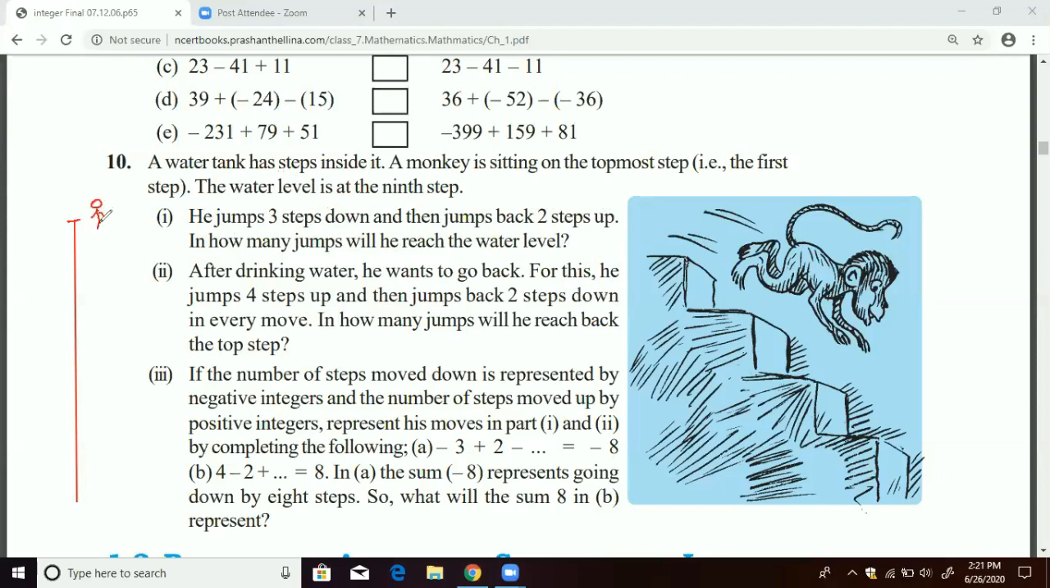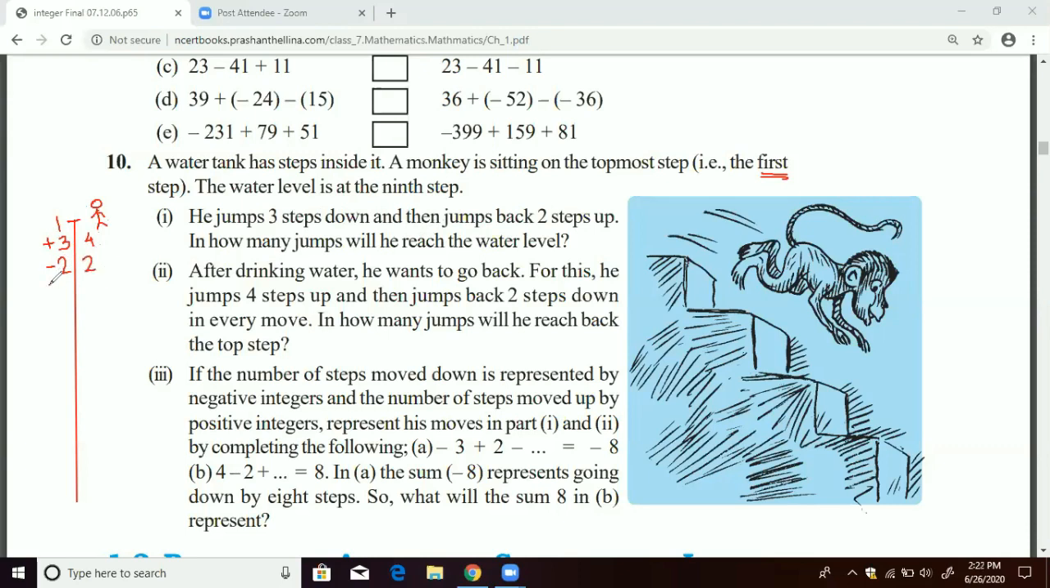So we can illustrate the situation and think about the question. Here the monkey is sitting and the step number is 1. It is given that the monkey is sitting in the first step. He jumps 3 steps down. That is his first jump, covering 3 steps. That means positive 3. He is arriving at 4. Then he is jumping back 2 steps. That is the jumping upward. So he is going back to 2. Now he is at step number 2.